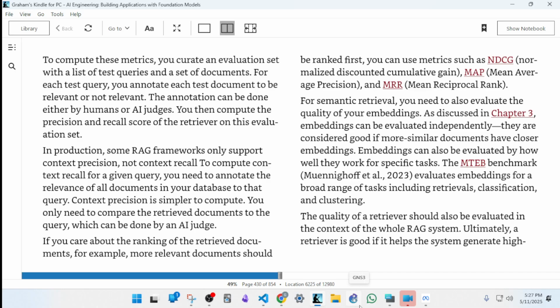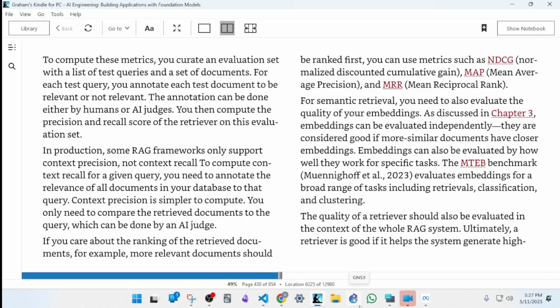In production, some RAG frameworks only support context precision, not context recall. To compute context recall for a given query, you need to annotate the relevance of all documents in your database to that query. Context precision is simpler to compute. You only need to compare the retrieved documents to the query, which can be done by an AI judge.